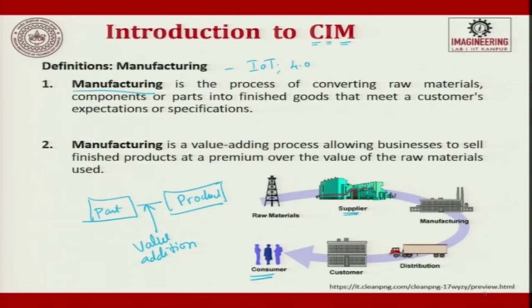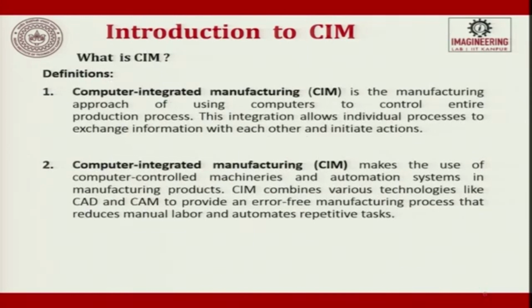So, integration is a word which tries to blend these two. Now let us see the definition for CIMS. Computer integrated manufacturing, called CIM, is the manufacturing approach of using computers to control the entire production process. This integration allows the individual processes to exchange information with each other and initiate action.